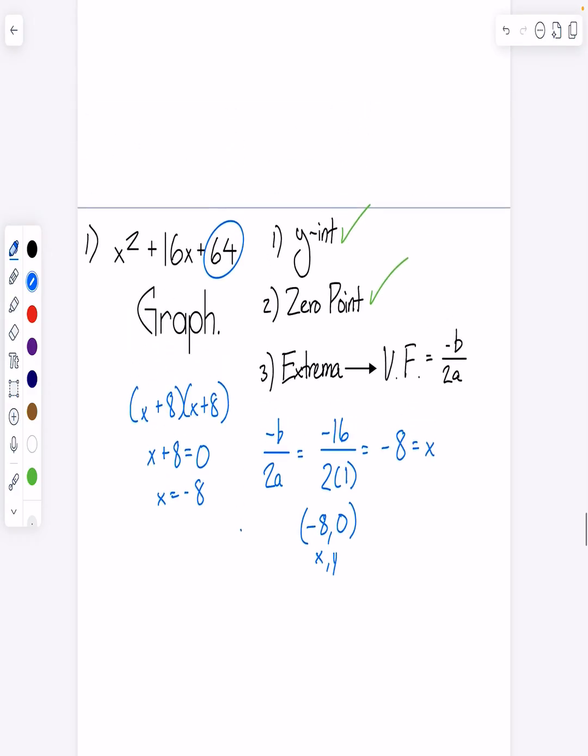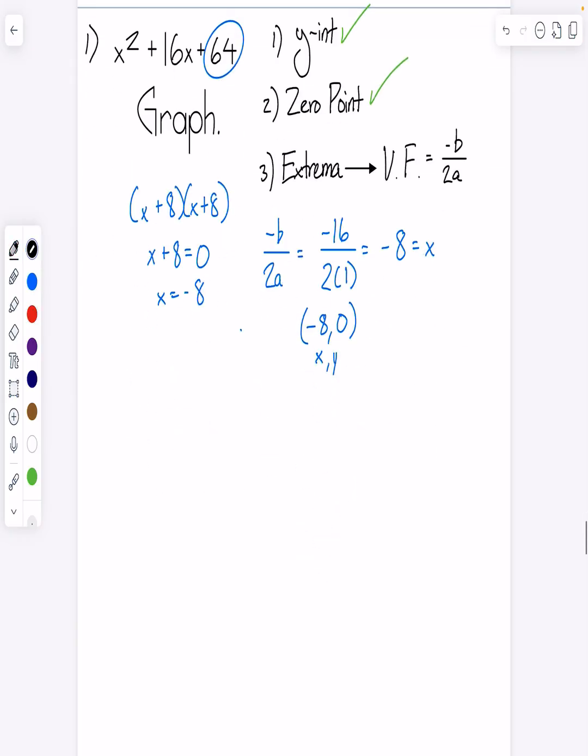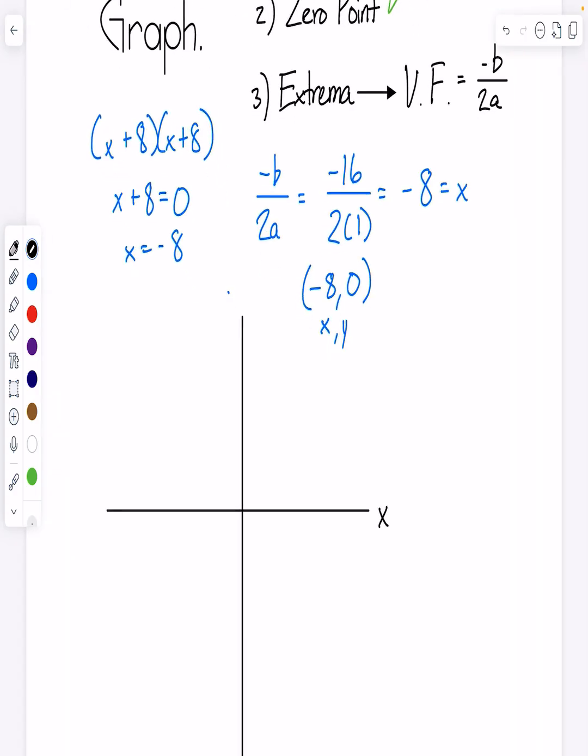And then if we take a look at our a value for this, if there is no a value that we can see, we assume it to be 1. 1 is greater than 0, so this function does have a minimum. So if we take all of our data, right, and utilize it to help us graph this equation, we should receive something that looks like this. Right, on the y-axis, we're crossing at 64. On the x-axis, our 0 point is at negative 8, which also happens to be our minimum. So our final graph looks something like this, right?